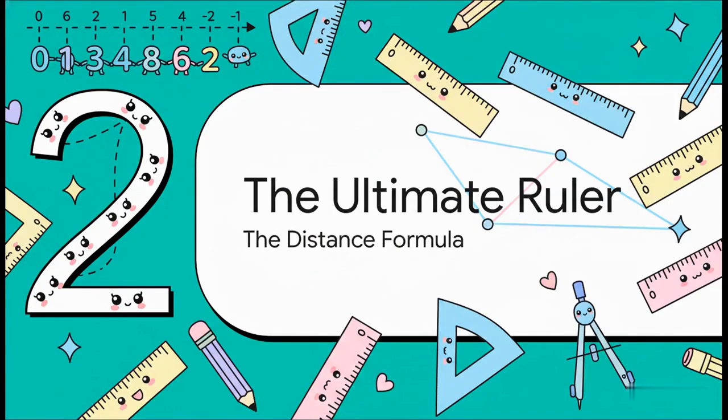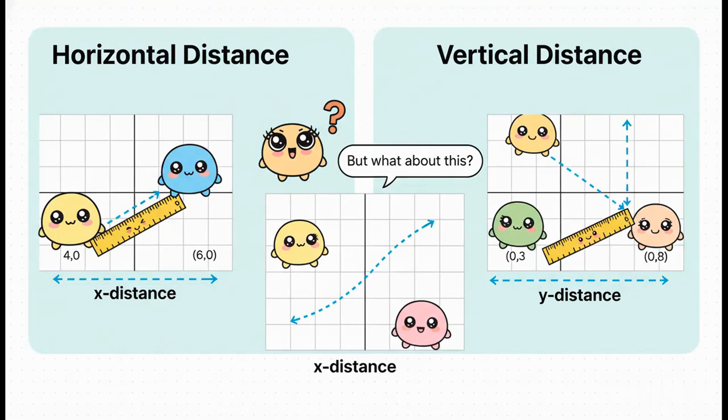So now that we have our map made of numbers, let's build the ultimate ruler. I'm talking about a formula that will let us measure the distance between any 2 points on this map, no matter where they are. Measuring along the grid lines is super easy. If you're going straight across, horizontally, you just subtract the x values. If you're going straight up and down, vertically, you just subtract the y values. Simple. But what about a diagonal line? Like our path from town A to town B. Yeah, you can't just subtract the coordinates anymore. So what do we do?